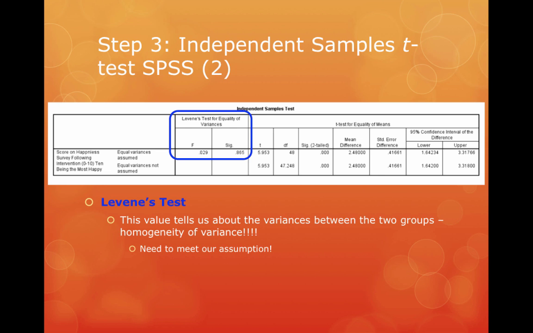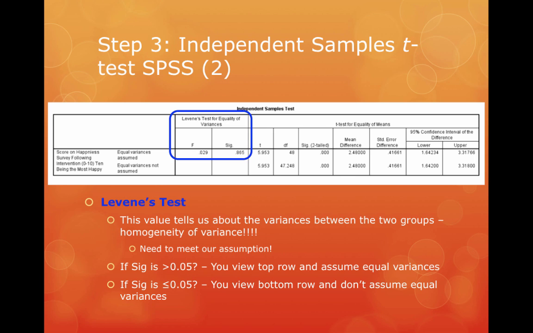This is telling us how much variance there is between the two groups and if those variances are assumed to be equal, that there is similarity between their variances. And we need to meet this assumption that, yes, there are equal variances. The way that we determine that is by looking under Levene's test at our p-value. If the p-value is greater than 0.05, then we assume the null, which means that there are no differences, which means that equal variances are assumed. Then we look at the top row and assume equal variances.